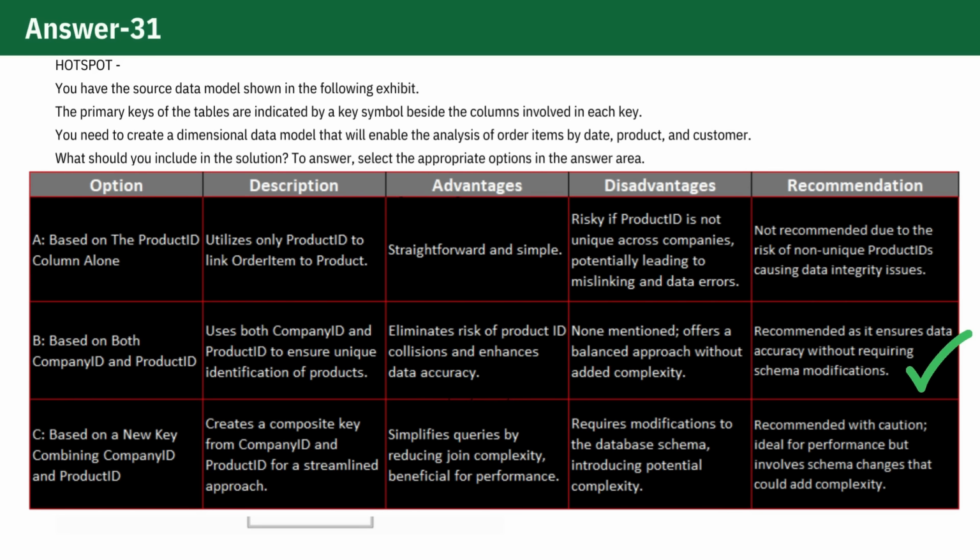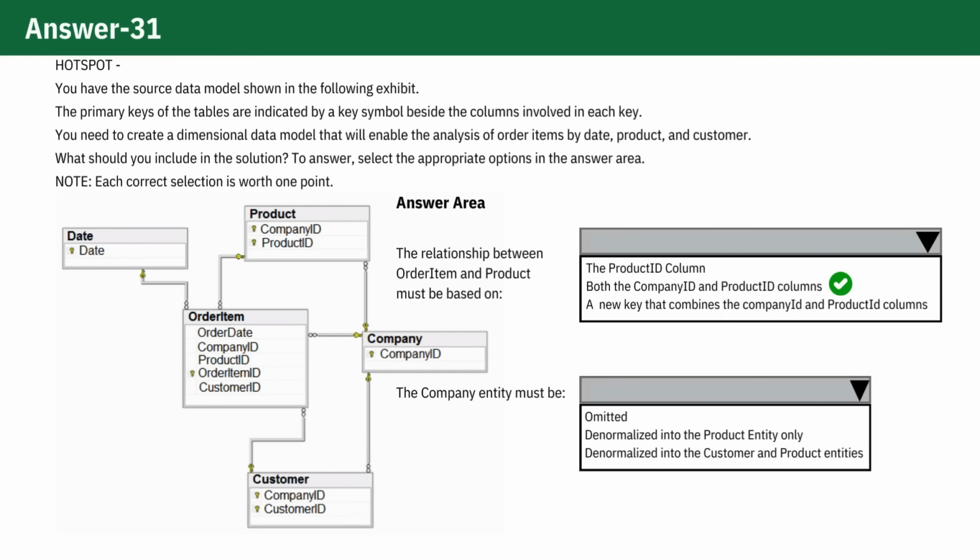Given these points, option B is often the most practical without additional overhead. It guarantees accuracy without necessitating schema modifications, making it an effective balance between simplicity and data integrity. The company entity must be... option A, omitted.